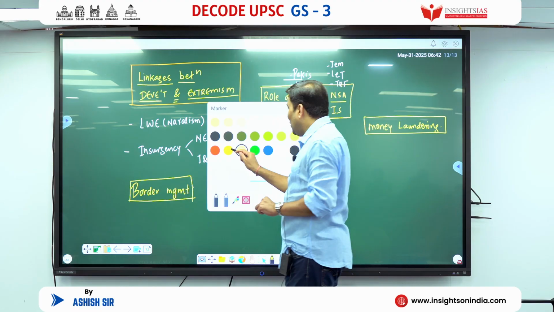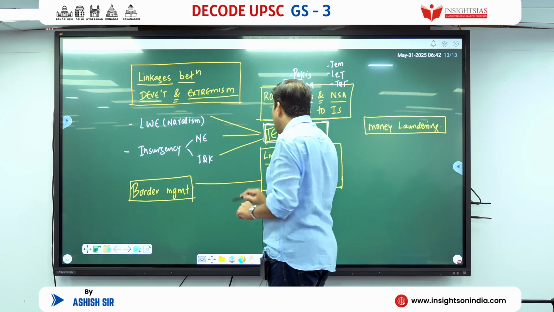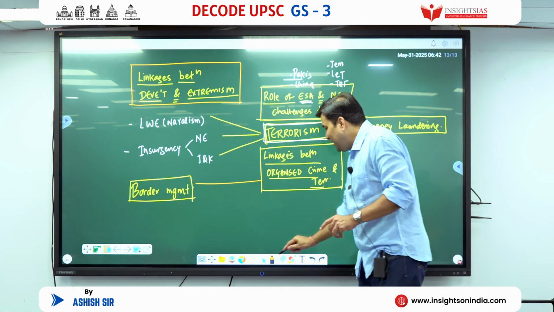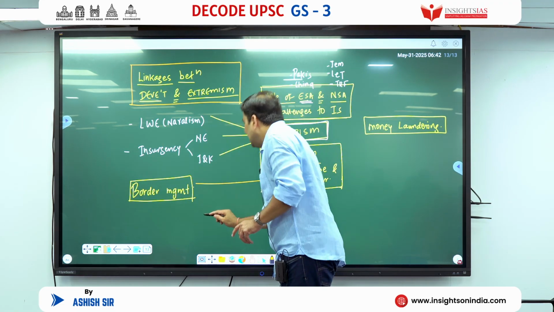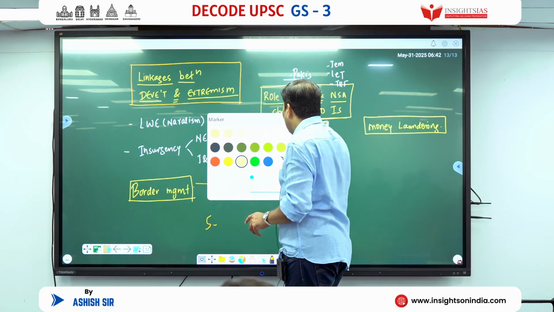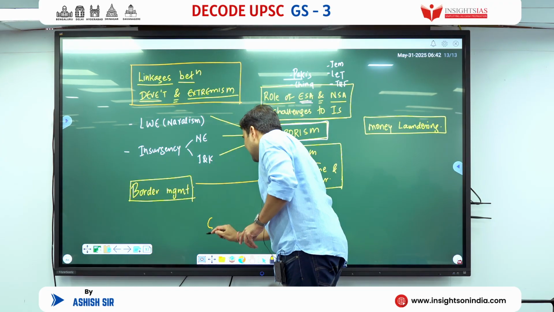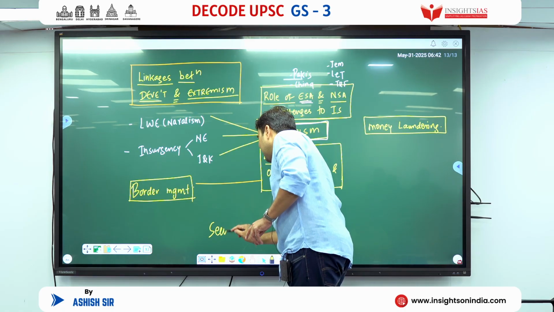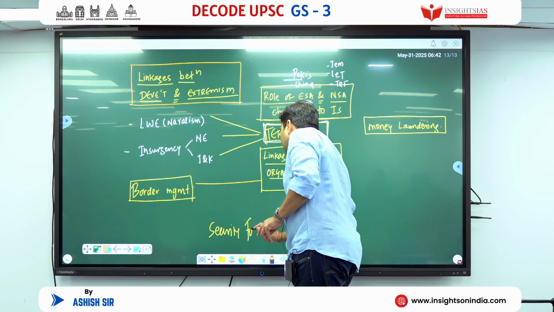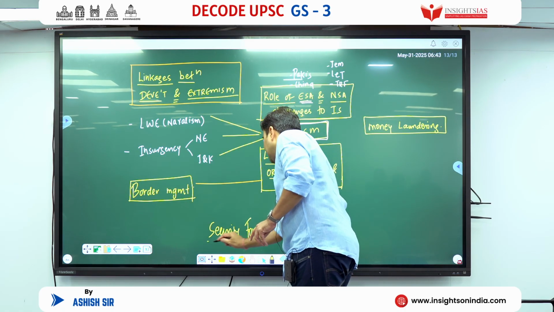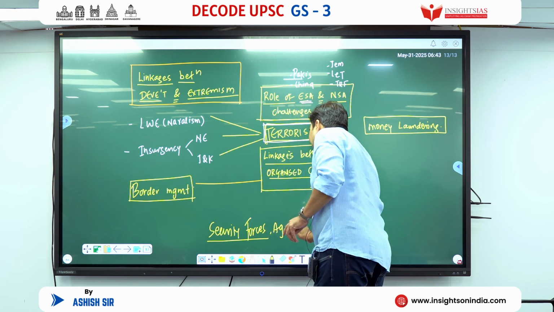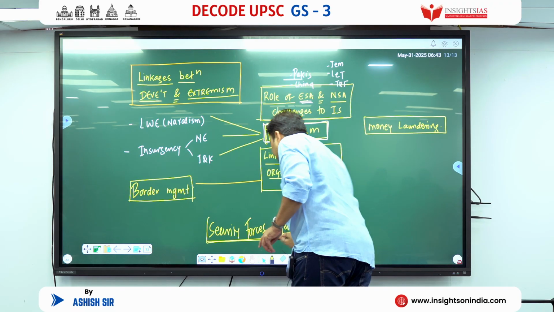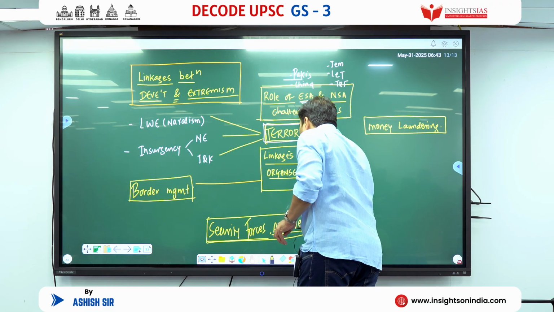Border management is also linked to something called organized crime. Correct? Right? And who is going to manage the borders most effectively? Come on. The various security forces, agencies, and their mandate. Security forces, agencies, and their mandate. I hope you understood. Agencies and their mandate.